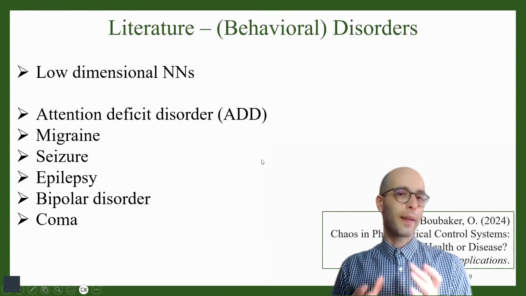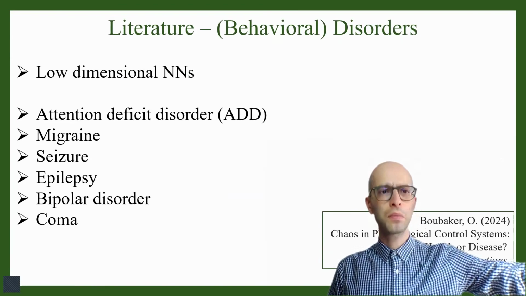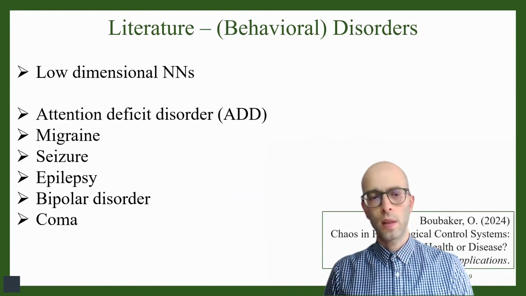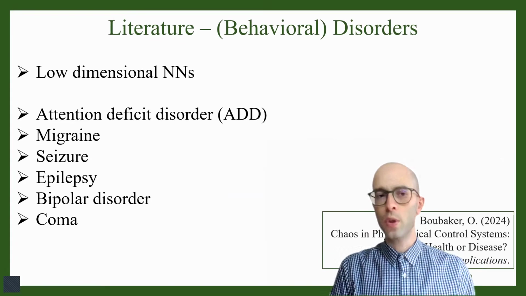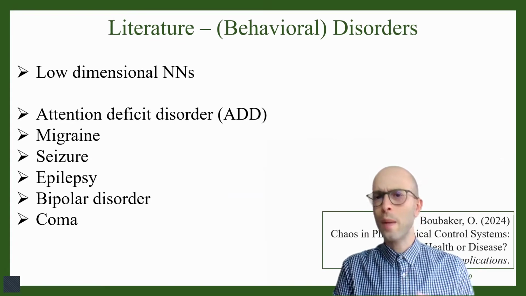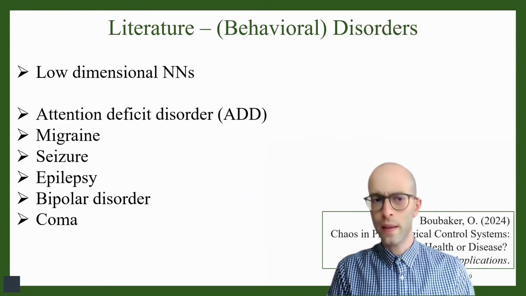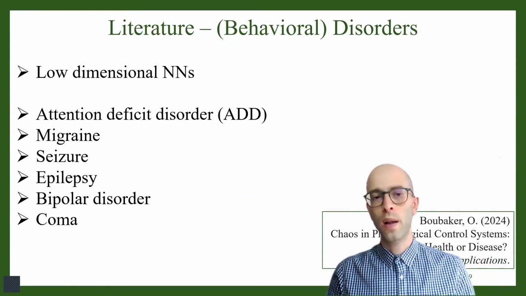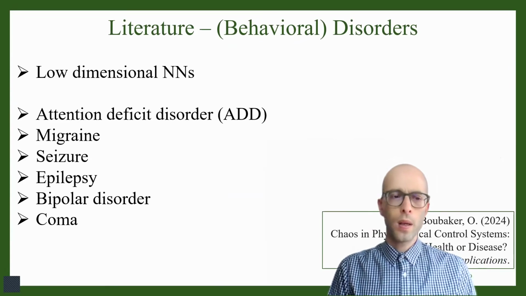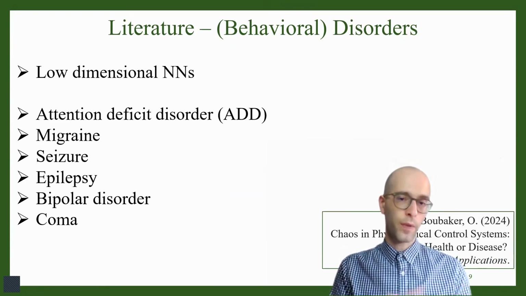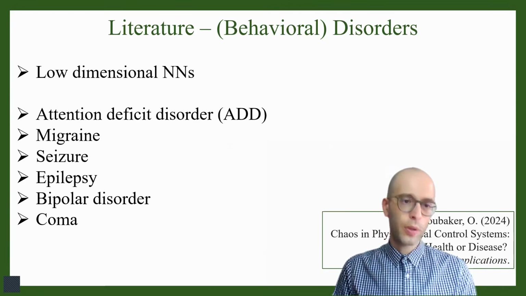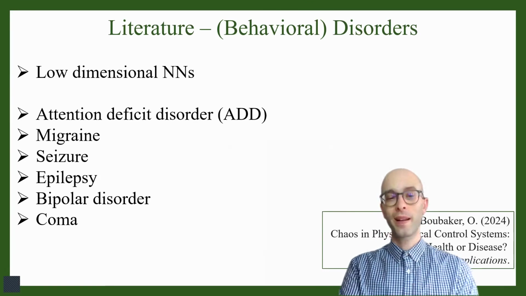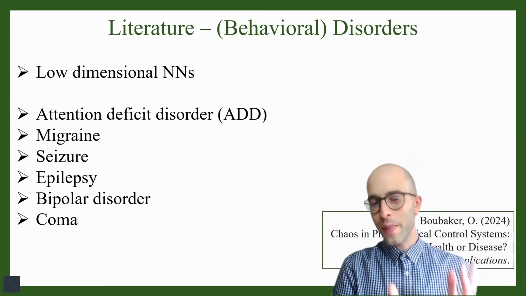So at the moment, in the current literature, I would say there are easily 20 to 30 publications on chaotic modeling, on chaotic neural networks. All of them consider low-dimensional neural networks with just a couple of neurons and maybe one or two, maybe three layers. And in these models, we are usually constructing these chaotic neural networks to model different physiological phenomena. For example, attention deficit disorder, which is the topic of our paper right here, migraine, seizure, epilepsy, bipolar disorder, or coma.